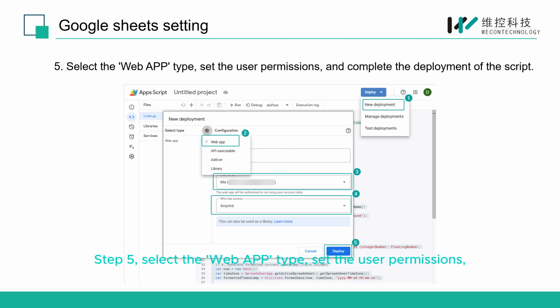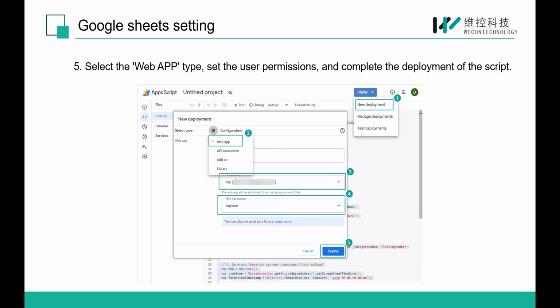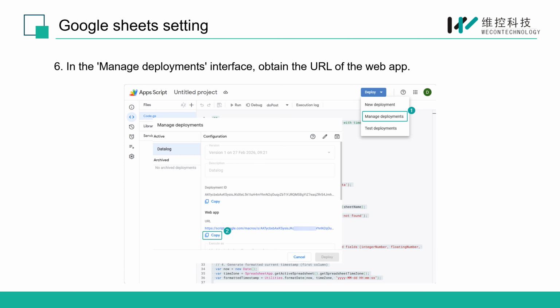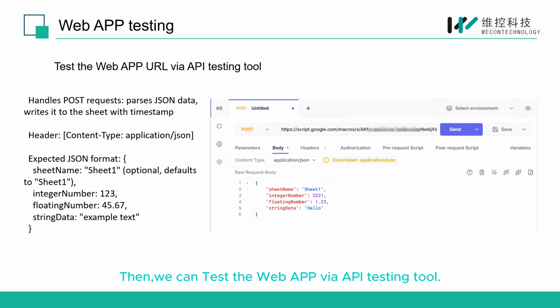Step 5. Select the web application type, set the user permissions, and complete the deployment of the script. Step 6. In the Manage Deployments interface, obtain the URL of the web app. Then, we can test the web app via an API testing tool.